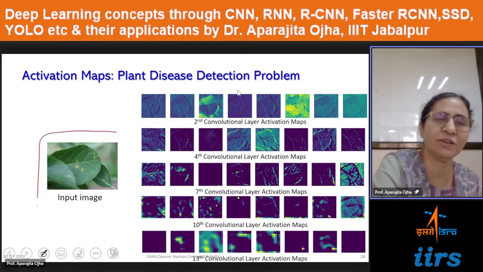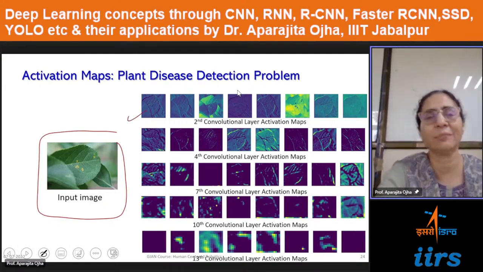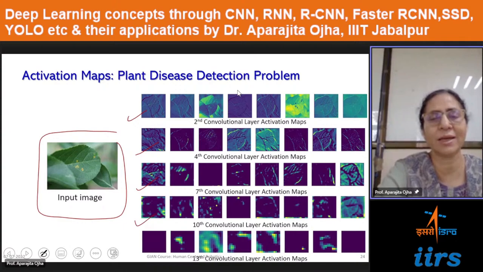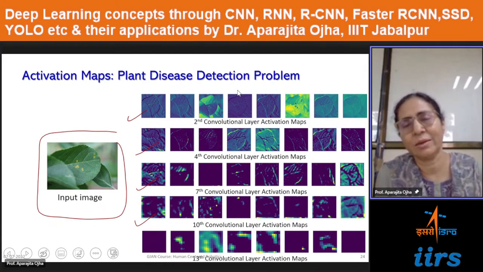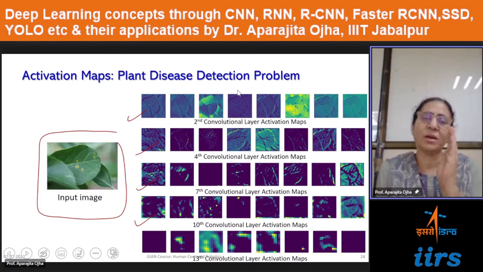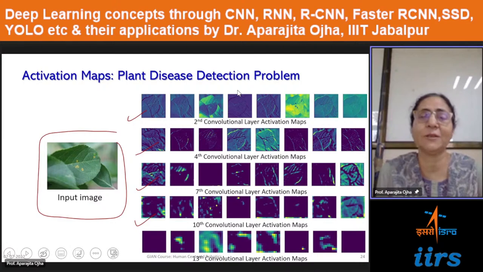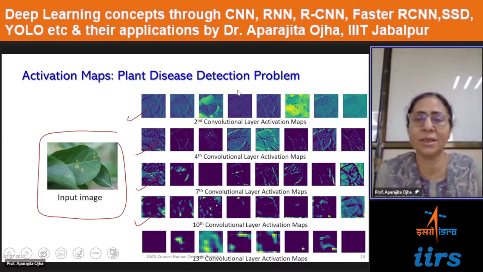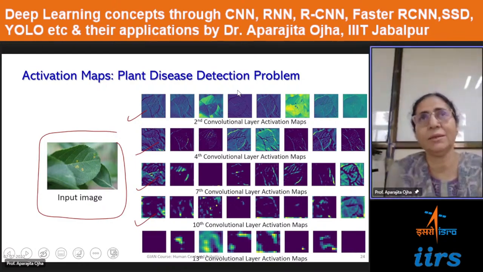So these are the activation maps that we have plotted from this input image. Suppose the input image is this leaf. You can see the activation maps coming from the second convolution layer, the fourth, the seventh, the 10th, and this. So you can see the level of abstraction goes up with the number of convolution layers. So these are more abstract types of features that you will be getting the deeper the convolution layer is, right? So these are the activation maps, the output obtained after convolution operation, and then on the convolution output you are applying activation function.